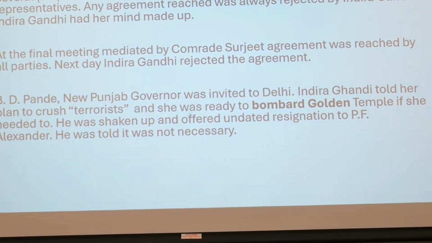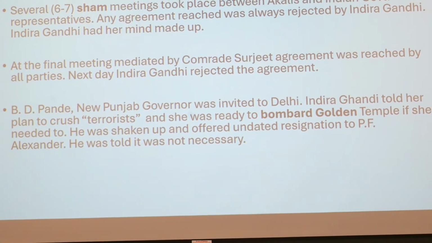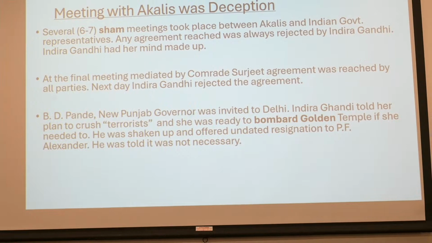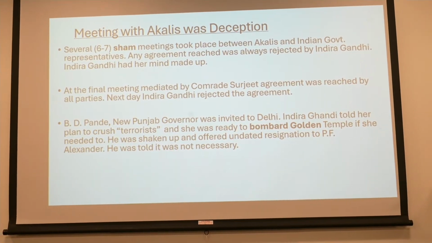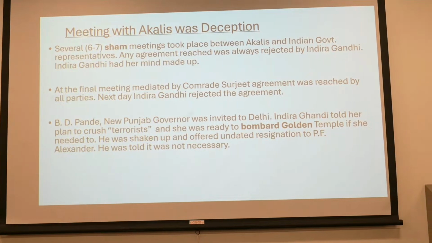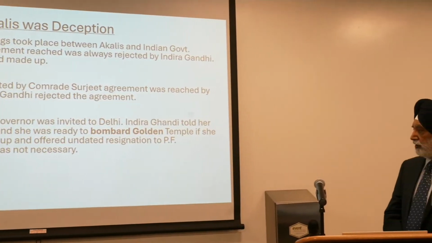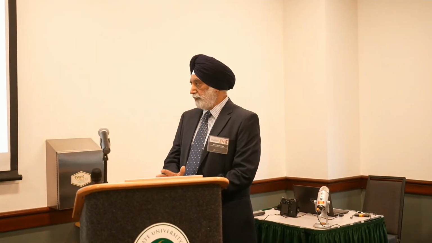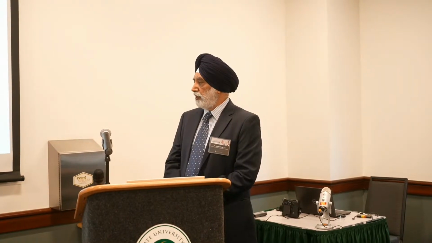B.D. Pande, the new governor who was brought from Bengal, was called to meet Indira Gandhi, and she told him her plan was to crush terrorists, Sikhs, and if she had to, she would bombard the Golden Temple. When he heard this, he was shaken up, and he went to her chief secretary, or whatever the title was, P.C. Alexander, and gave his resignation, saying to put in a date whenever you want. He didn't think he could be part of it. He was told no, it's not necessary, so he went back.